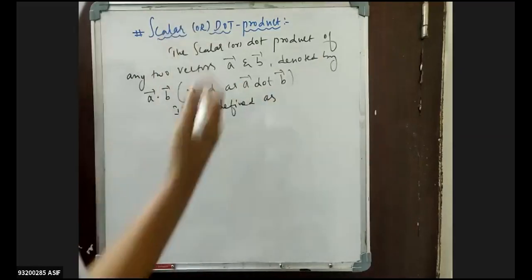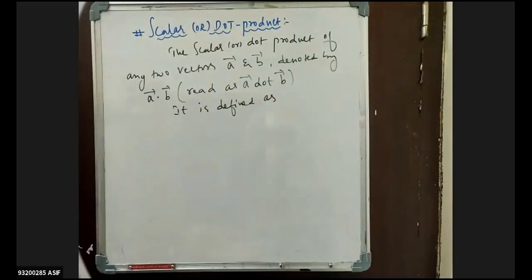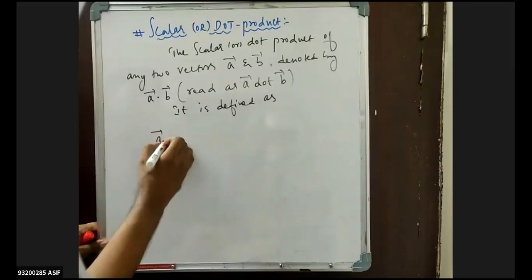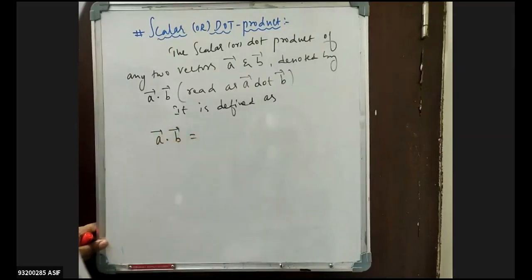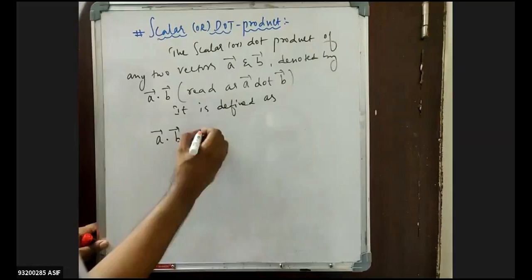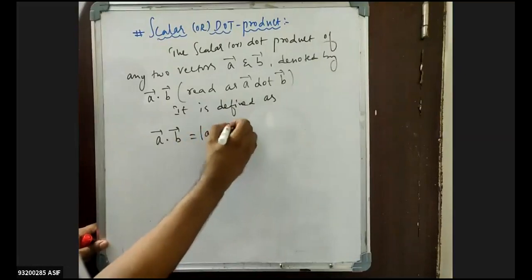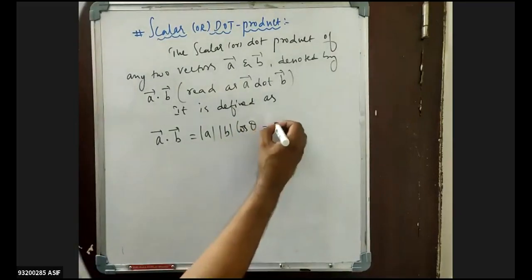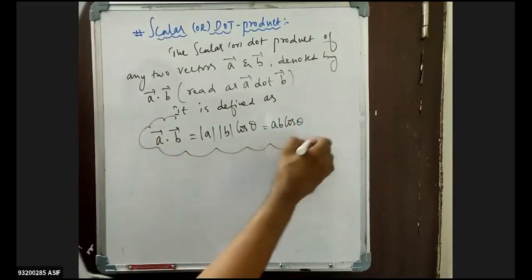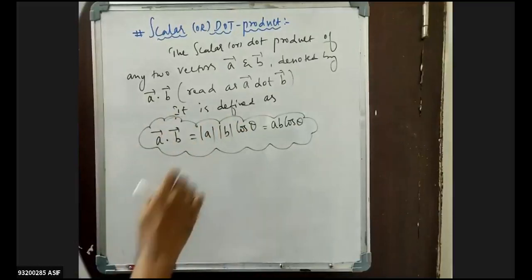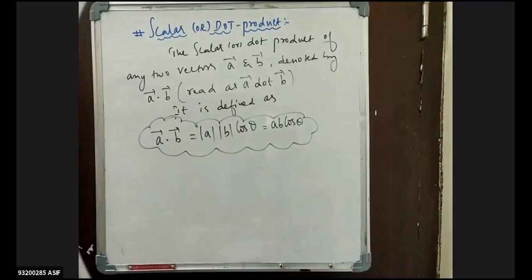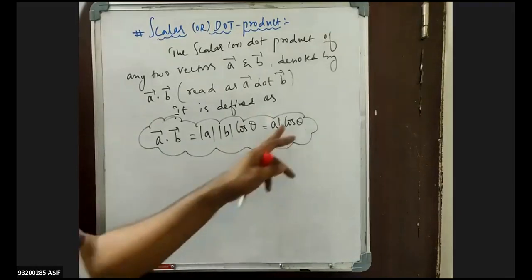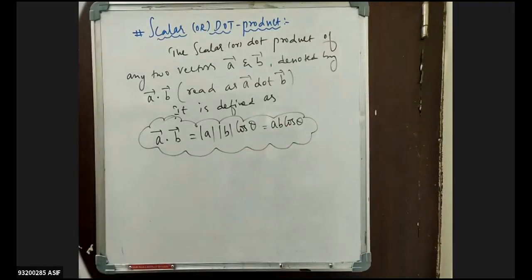the product when two vectors are being multiplied. A bar dot B bar is equal to magnitude of A, magnitude of B into cos theta. That is, A bar dot B bar equals mod A mod B cos theta, or directly it can be written as AB cos theta.